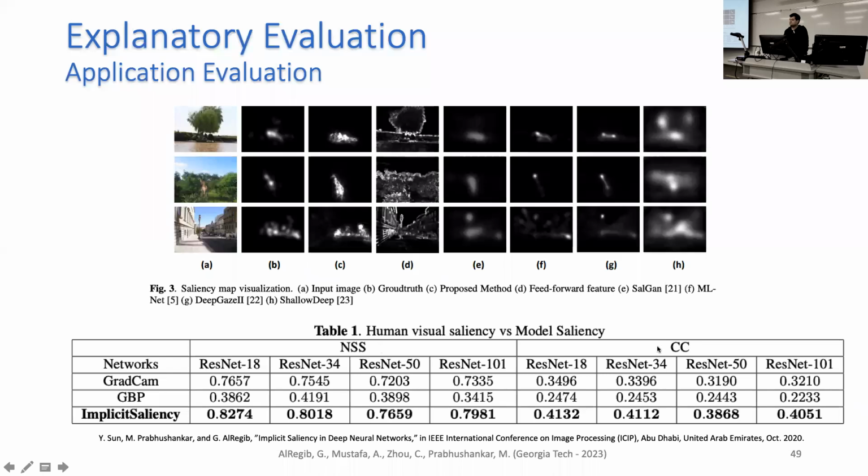NSS is a metric, correlation coefficient is a metric. There can be a number of different metrics that we can now use to see what overlaps the other in order to say one method is better than the other. So GradCam, guided back propagation, there was another method, implicit saliency, and we can say that the implicit saliency is better than the other ones because it has a larger kind of an overlap with existing saliency metrics. So this is another way of trying to compare between different explanation methods.